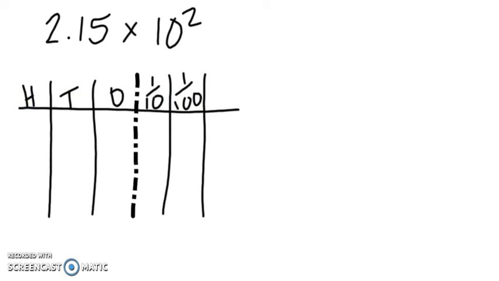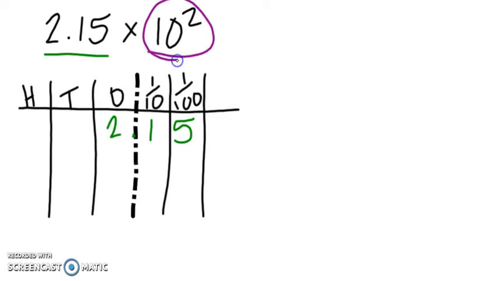Okay, so there is my place value chart, and then I'm going to plug this number into my chart. I have 2 ones, 1/10, and 5/100. Remember, my decimal doesn't move. Now I'm looking at this in exponential form, so I am multiplying by 10 to the second power. Well, I know 10 to the second power is simply a 1 with 2 zeros, because my exponent tells me how many zeros I should have after my 1.